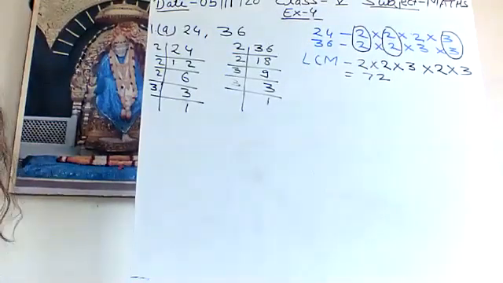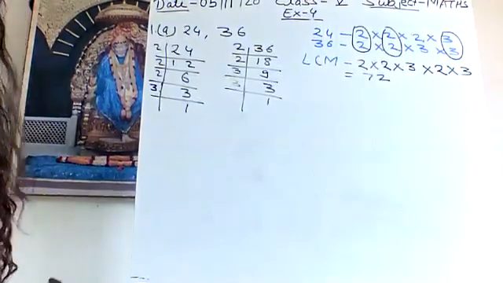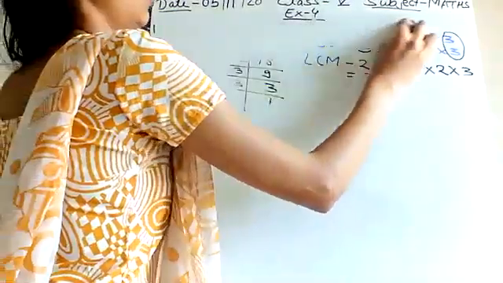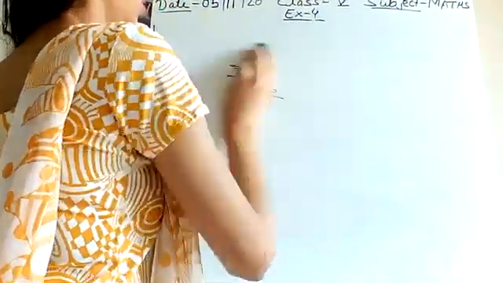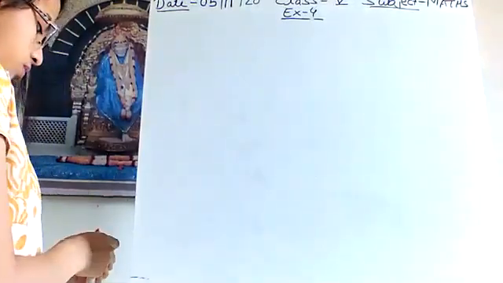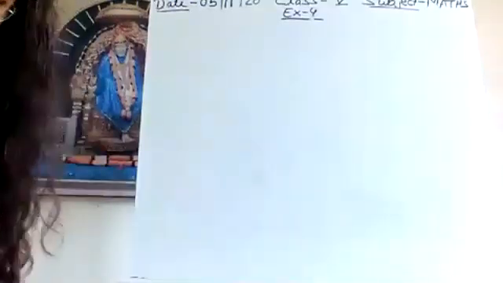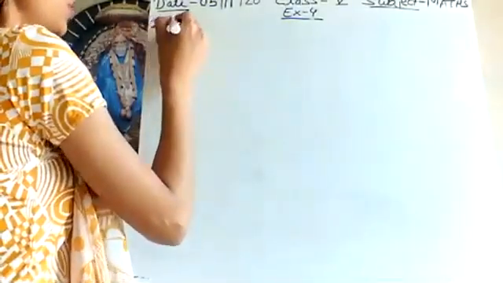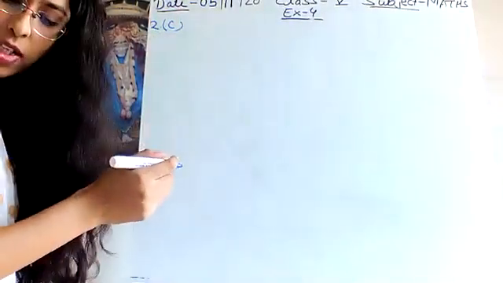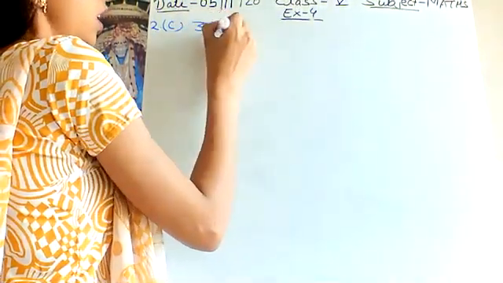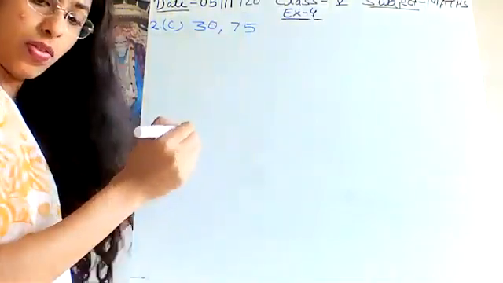So yesterday we have done question number 2 of exercise 4. Question number 1 we have done. Let's see next question. Question number 2C, Exercise 4. You have to find LCM by common division method. So numbers are 30 and 75.